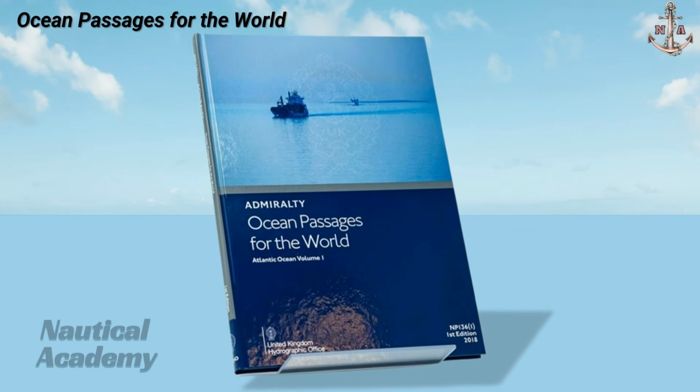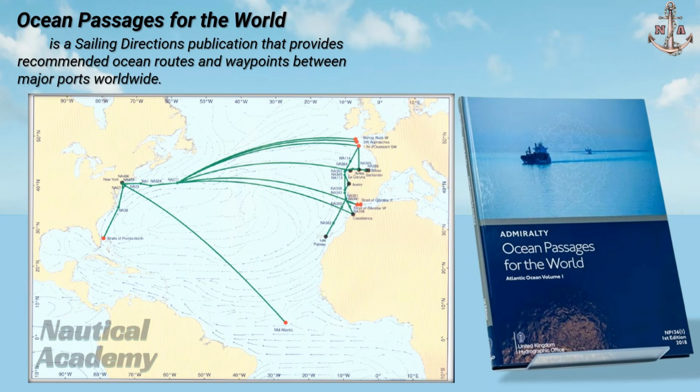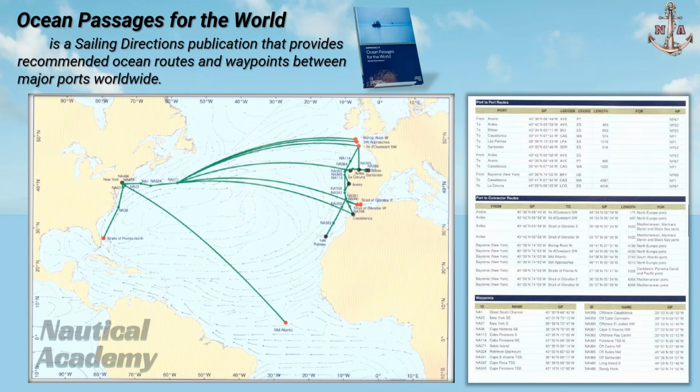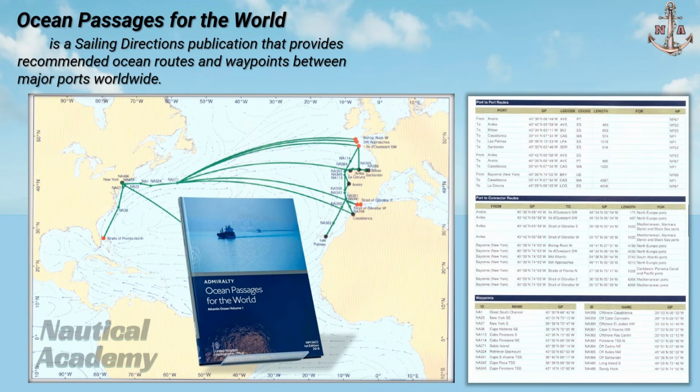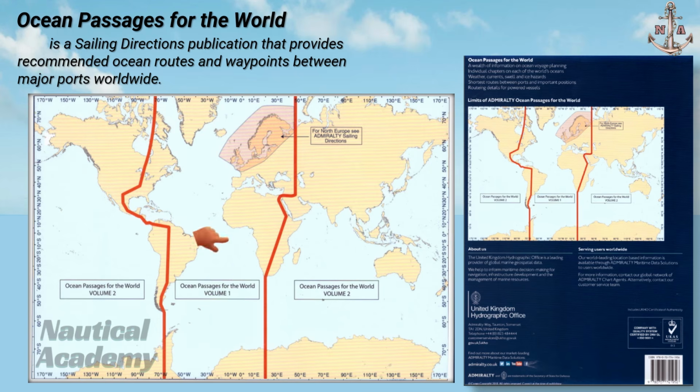Ocean Passages for the World is a sailing directions publication that provides recommended ocean routes and waypoints between major ports worldwide. It is mainly used during the appraisal stage of passage planning. It is published in 2 volumes. Volume 1 covers the Atlantic Ocean, while Volume 2 covers the Pacific and Indian Oceans.